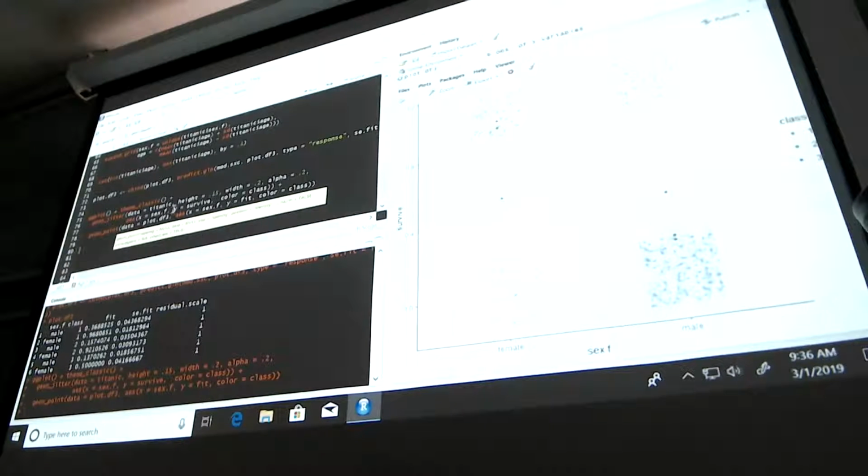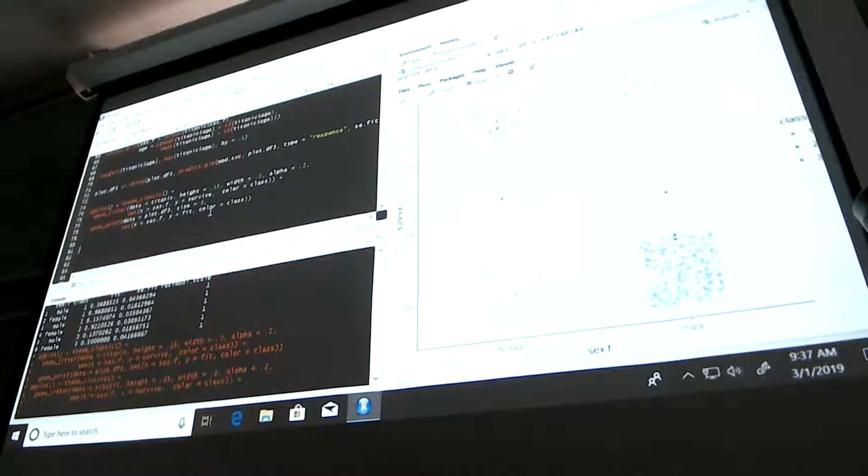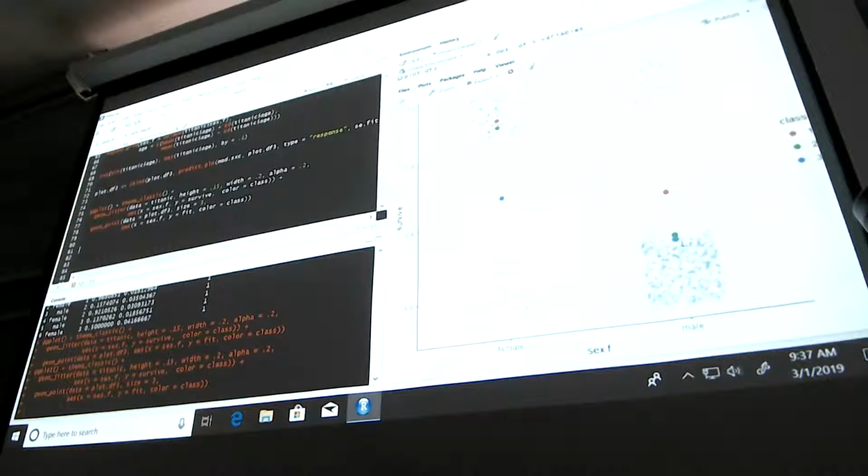Wait, sorry, what are the points again? Why did you do a geom_point? Because this is for what the predicted probability is for first class right here, second class right here, and third class right here. Gotcha. Let me size those up a little bit. Make those a little bit bigger so they're easier to see. So now you can see here's each thing.